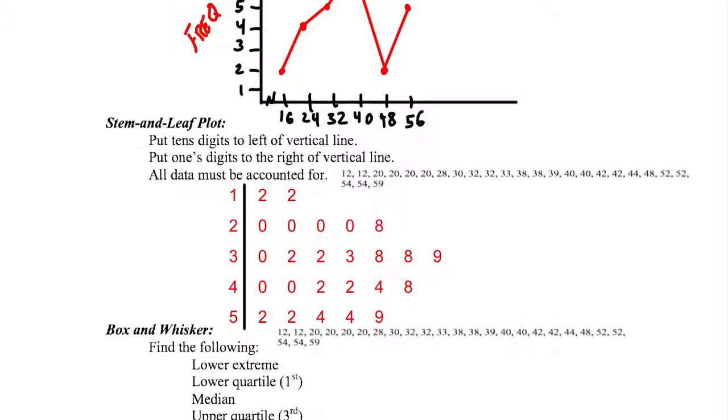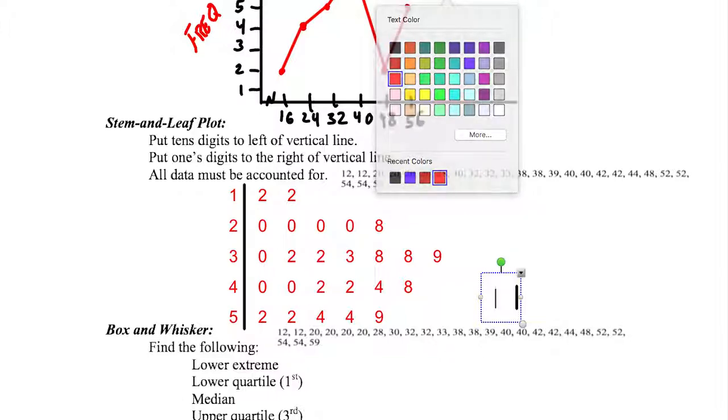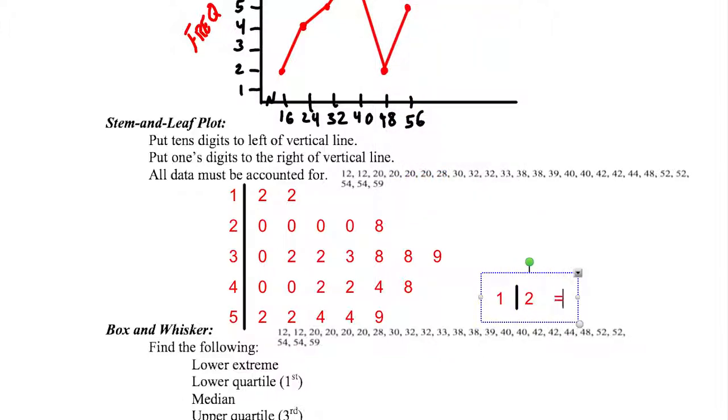Now, what I actually would need to do to finalize this is make a key. And so the key is just going to show you how you read this. So for example here, I'm going to say that 1 line 2 equals 12. And by me saying this, it shows what this is. For example, sometimes this line could mean a decimal point, and so this 1 line 2 would equal 1.2. Drastically different. So without the key, we actually can't read this stem and leaf plot.